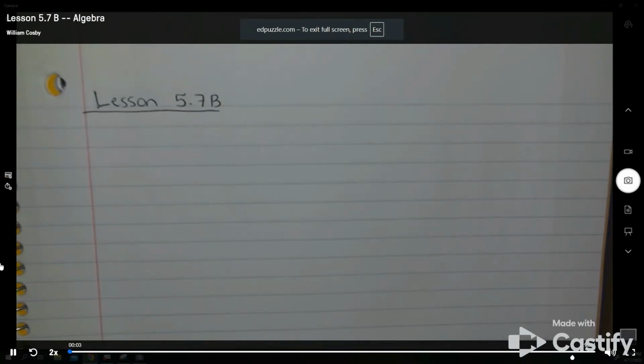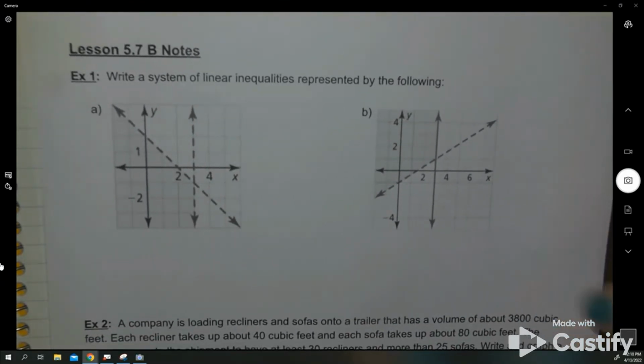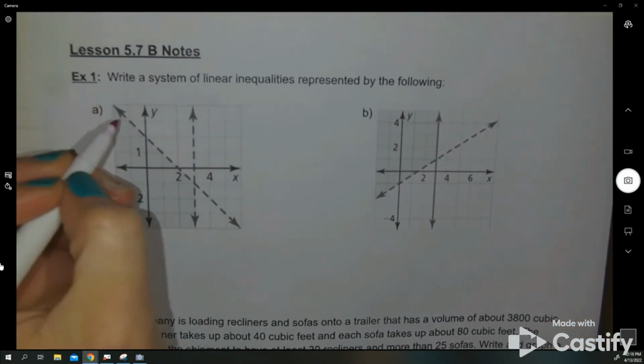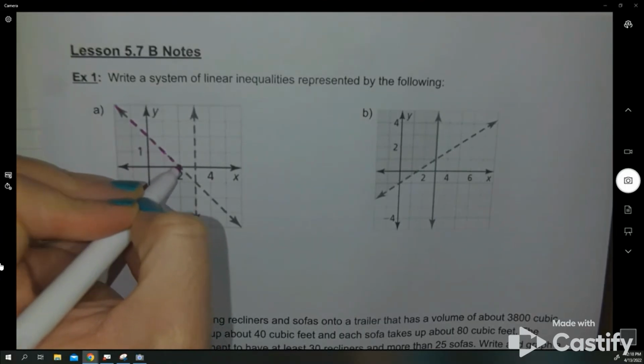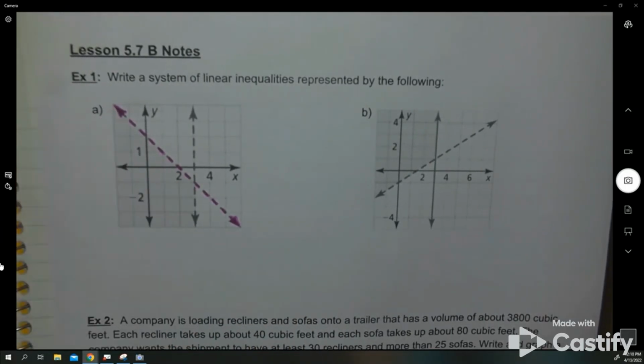This is lesson 5.7b. In lesson 5.7b, we're going to continue to talk about systems of linear inequalities. And we are also going to focus on writing those systems from graphs. So if we look at graph A, we have this dotted line here, or dashed. That means that we know it's a less than or a greater than, but it is not an or equal to, right? Because it cannot be on the line and be considered a solution.